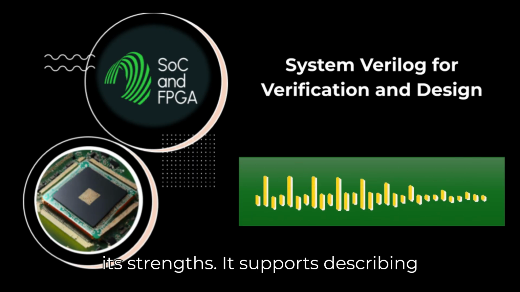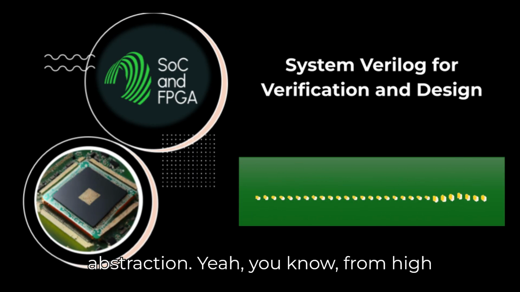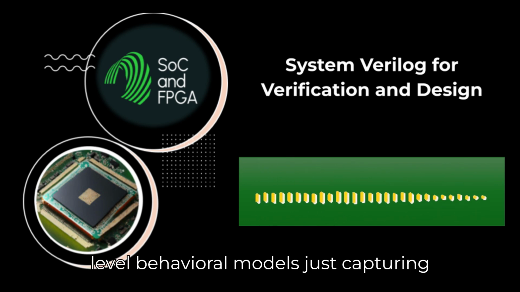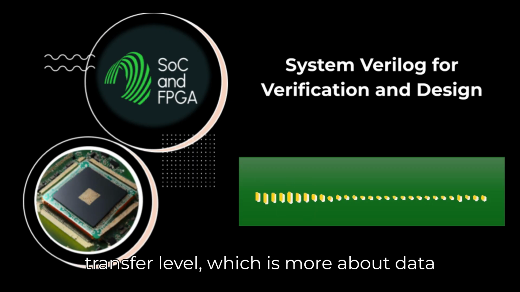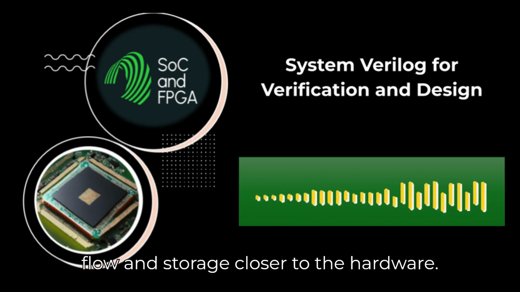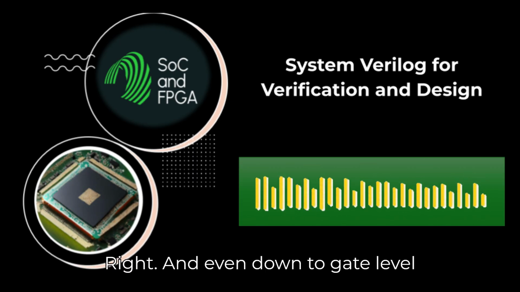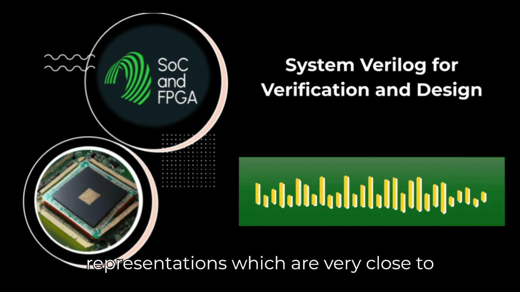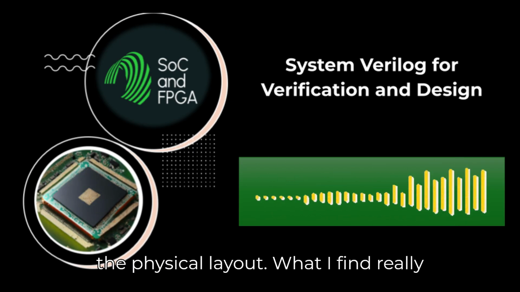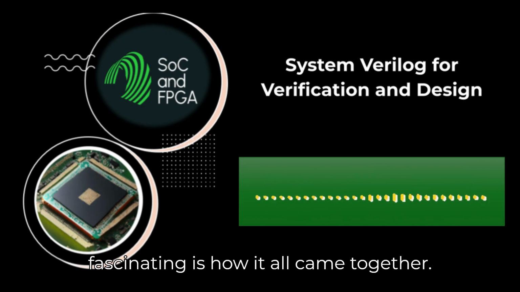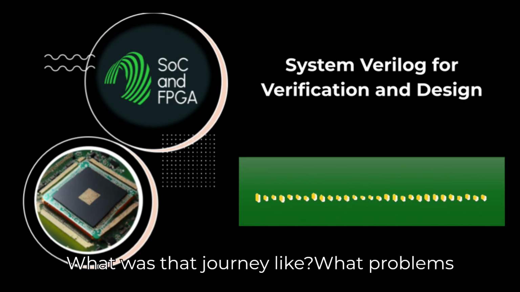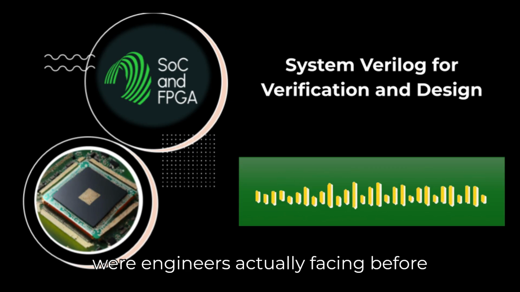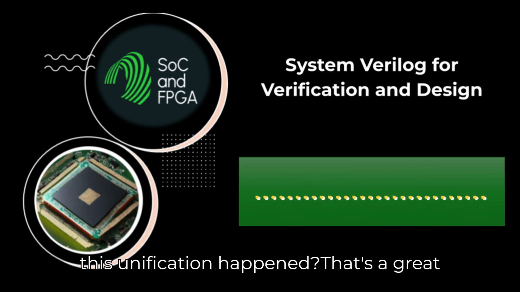It supports describing hardware at various levels of abstraction. Yeah. From high-level behavioral models, just capturing the function, down to RTL, register transfer level, which is more about data flow and storage. Closer to the hardware. Right. And even down to gate-level representations, which are very close to the physical layout. What I find really fascinating is how it all came together. You mentioned it's a unified language. What was that journey like? What problems were engineers actually facing before this unification happened?